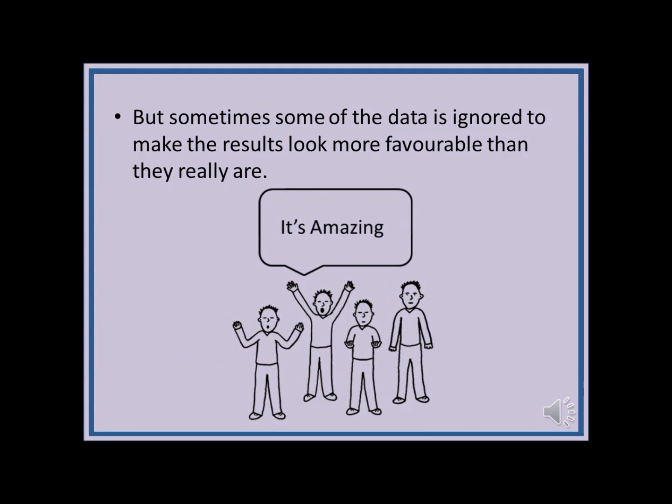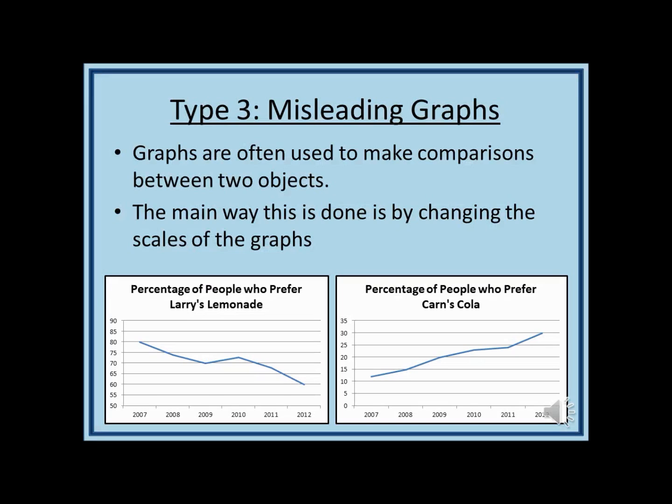Another way that an advertisement may be biased is if graphs are used in a misleading way. This is usually done by changing the axes of the graphs. For example, these graphs compare the popularity of 2 soft drinks. At first glance, it looks like Larry's Lemonade is much more popular than Khan's Cola. However, the scales on the graphs are not the same. Even though it looks like Khan's Cola is more popular, it turns out that 60% of people prefer Larry's Lemonade, while only 30% of people prefer Khan's Cola.